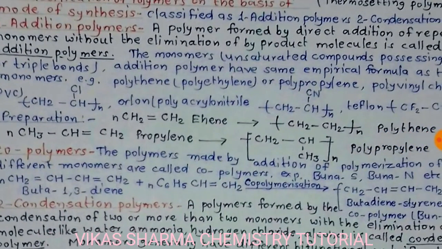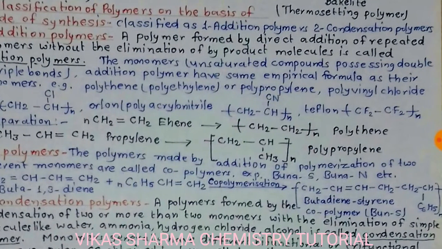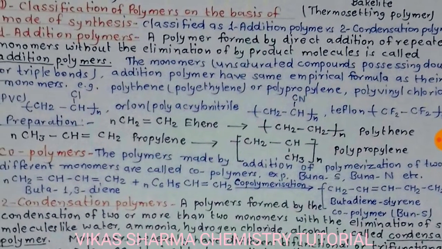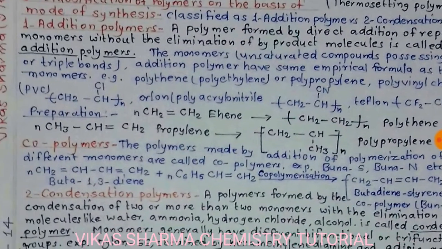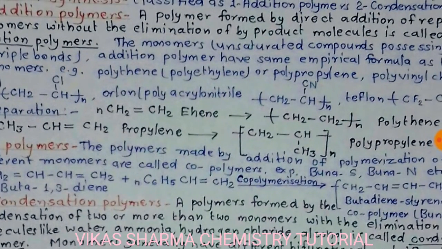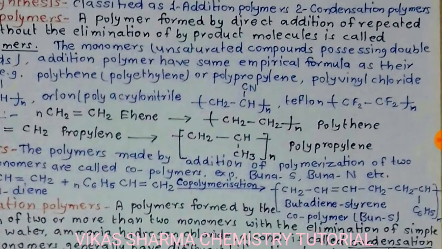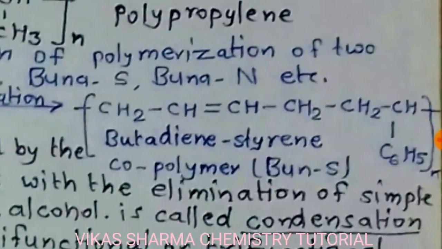Student, copolymers: the polymer made by addition polymerization of two different monomers is called a copolymer. For example, Buna-S. Buta-1,3-diene mixed with styrene starts the copolymerization process and forms the polymer butadiene styrene. You can see it on the display.